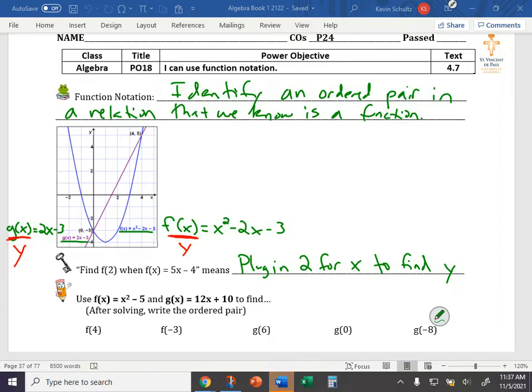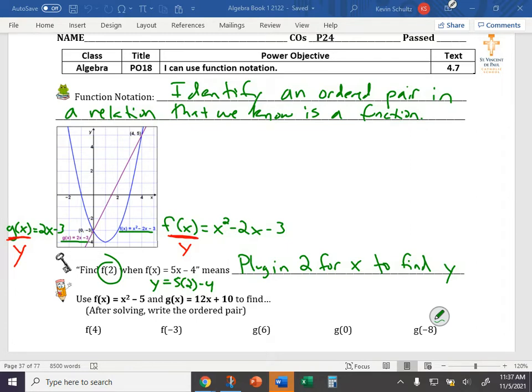Rather than me saying plug 2 into the f of x equation and solve for y, I can just say find f of 2. And in function notation, that means you're plugging in that number, in this case 2, for the x variable to find y. And again, this is why it's very helpful to remember that f of x is your y variable. Because if we rewrite this equation with 2 plugged in for x, y equals 5 times 2 minus 4. That 2 came from what I asked for here, right? Find f of 2. So 5 times 2 minus 4, what do we get?